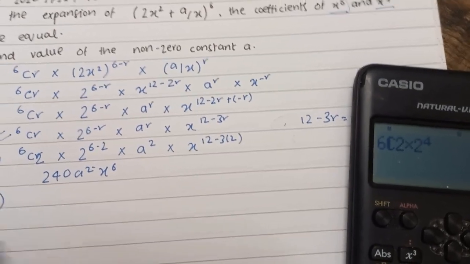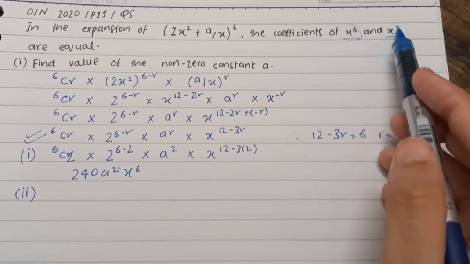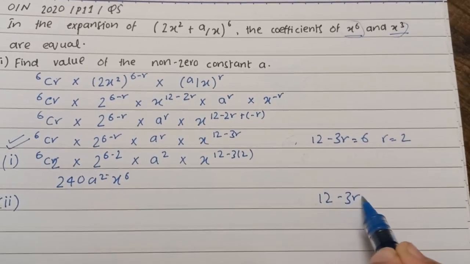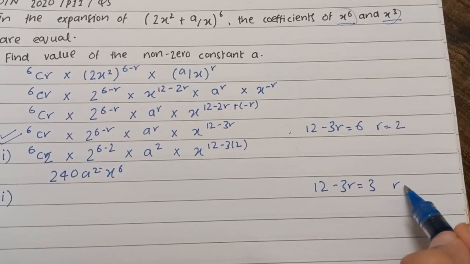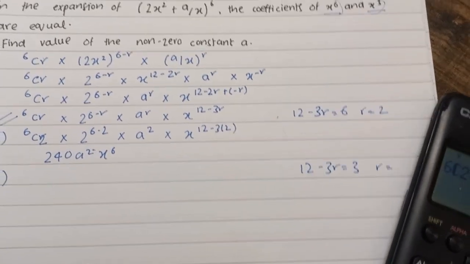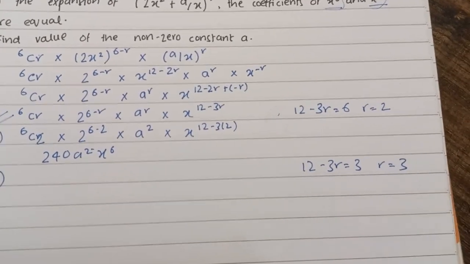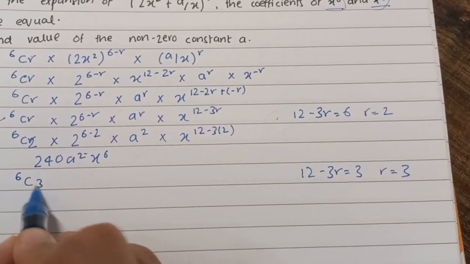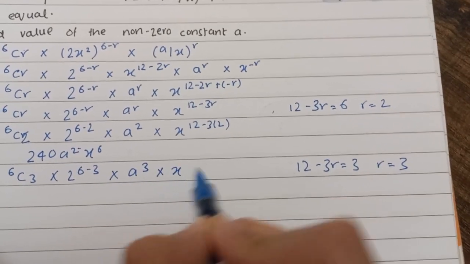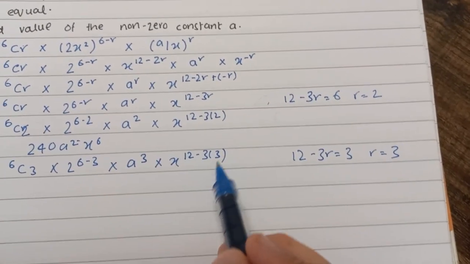For the second part, I've divided the first part into 2 steps so that it's easier for us to solve. Now we need x raised to the power 3. So we are going to do 12 minus 3r is equal to 3, and r would be equal to 3 minus 12 is minus 9, and minus 9 divided by minus 3 is 3. So r is 3. So 6C3 into 2 raised to the power 6 minus 3 into a raised to the power 3 into x raised to the power 12 minus 3. This is going to give us x raised to the power 3.